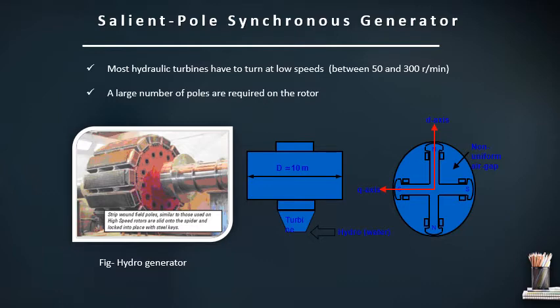A large number of poles are required on the rotor. If we choose the salient pole construction, it requires a large number of poles. The salient pole synchronous generators are used in hydroelectric power plants.